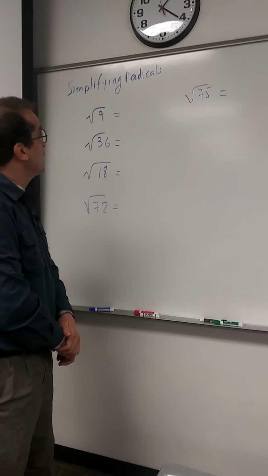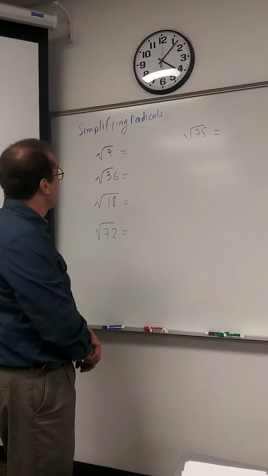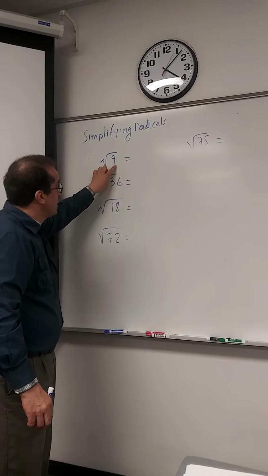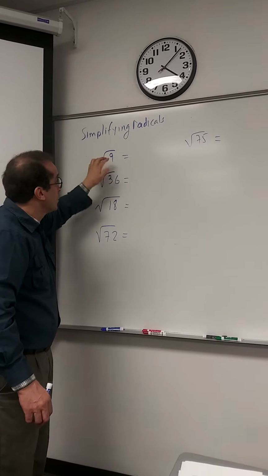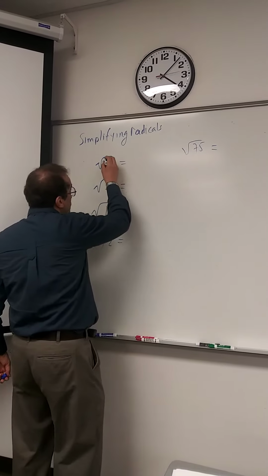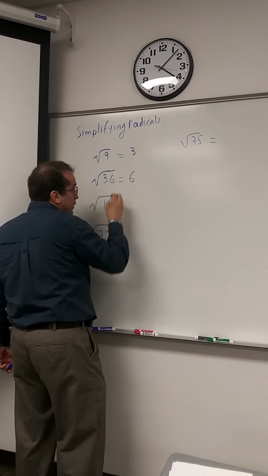Today's lesson is about simplifying radicals. Okay, when you have a radical with a radicand that is a perfect square, you can simplify it simply by calculating the square root. For example, the square root of 9 is 3 and then you're done. The square root of 36 is 6 and you're done.